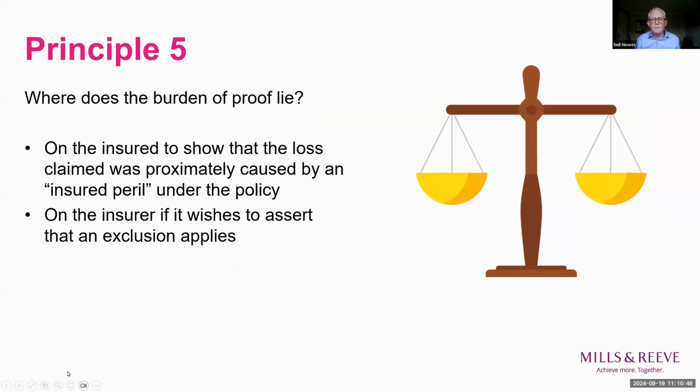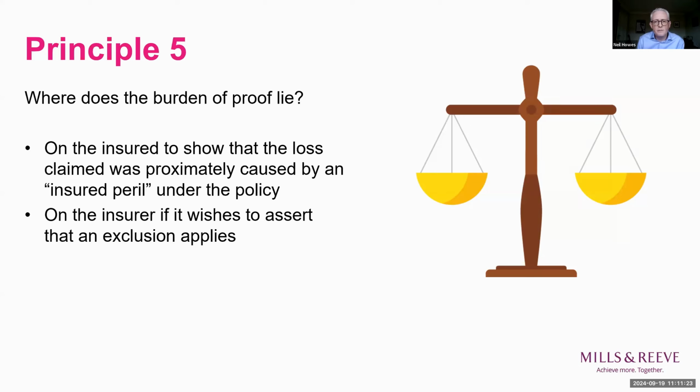And then finally, when you talk about basic principles, it's worth bearing in mind principle 5, which is this: the insured has the burden of proving, to the usual civil standard, that the loss claimed was proximately caused by an insured peril under the policy. But if the insurer wishes to rely on an exclusion in the policy, then it's the insurer that has the burden of proving to the court that the exclusion applies. So in most cases, the insured also has to demonstrate that but for the insured peril, the loss claimed by the policyholder wouldn't have occurred.